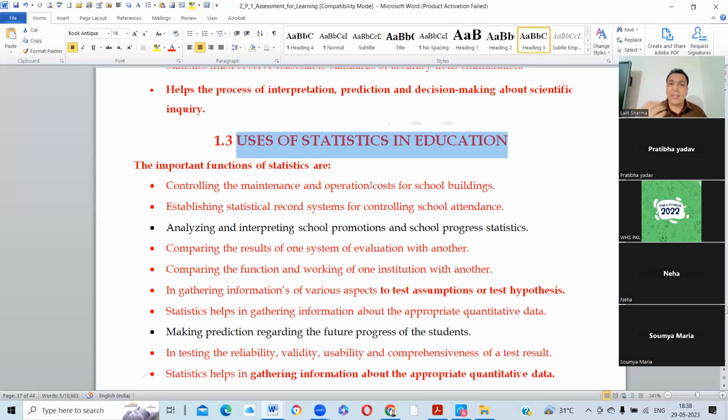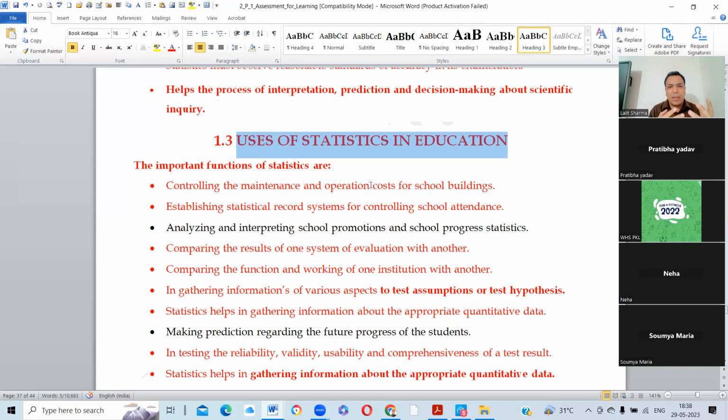Basically it is mathematics, a branch of mathematics. But here we are talking about what is the use of statistics in education. Everything we are counting, this is a game of numbers. Even life is a game of numbers, if you know the numbers, right?